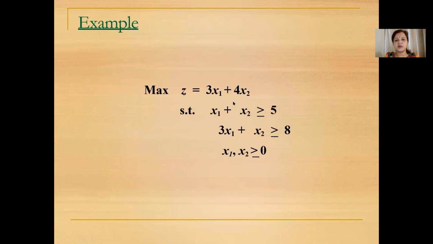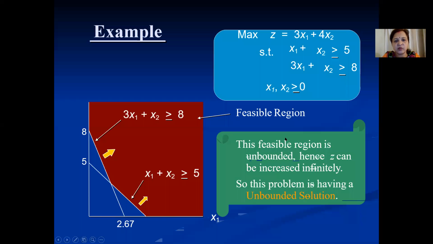Let us see one more example. Here we have to maximize this one. The given constraints are x1 plus x2 greater than or equal to 5, 3x1 plus x2 greater than or equal to 8, and x1, x2 are non-negative. Now, when we draw these conditions, we get this feasible region. This is also a case of an unbounded feasible region. And here we have to maximize Z, not minimize Z.